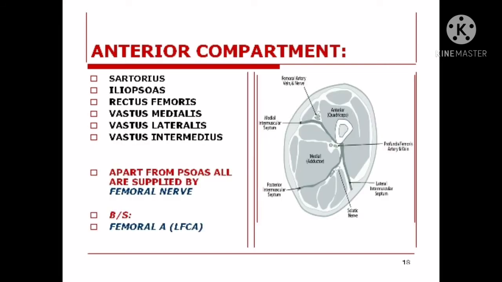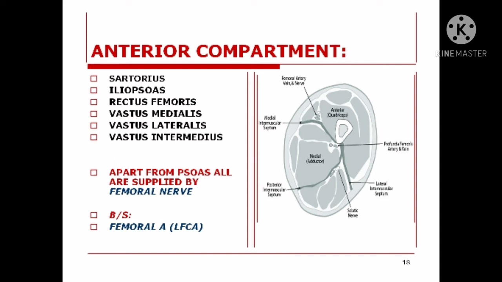The anterior compartment of the thigh lies between the medial and the lateral intramuscular septum. The muscles of this compartment are the sartorius, the iliopsoas, the ilio means the iliacus, and the psoas means the psoas major muscle. The rectus femoris, the vastus medialis, vastus lateralis, and vastus intermedius. All these three muscles are called vasti.